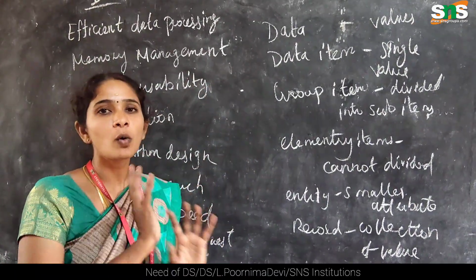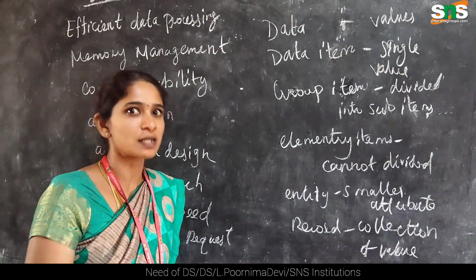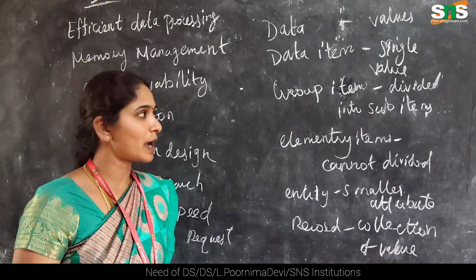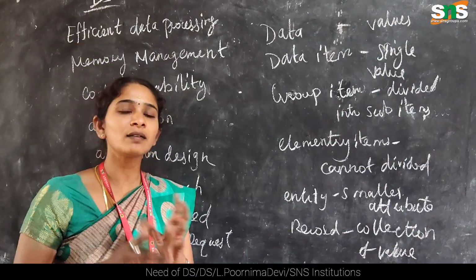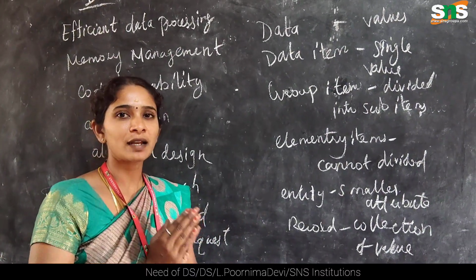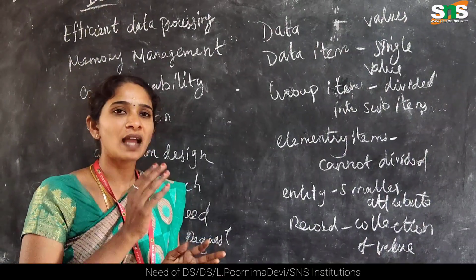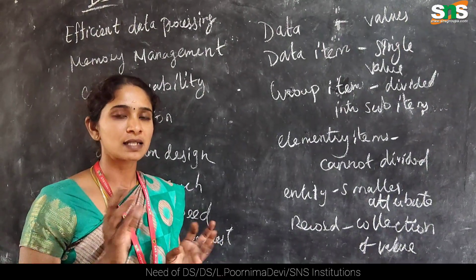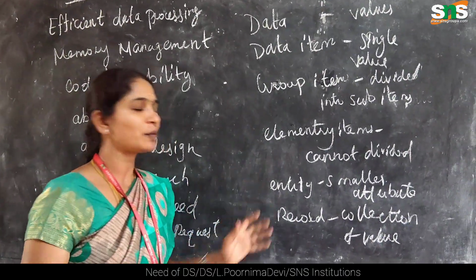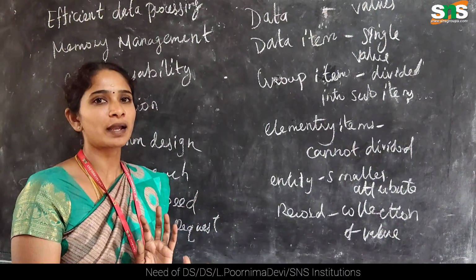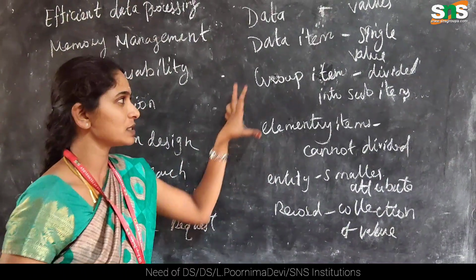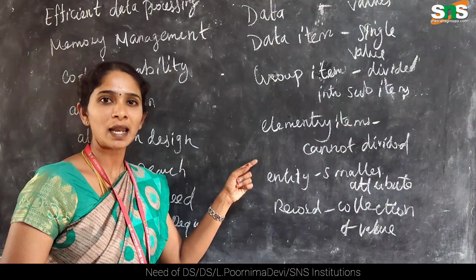Data item means a single value. Data means the whole set of values we use, and a data item is a single value from those whole values. A group item can be divided into sub items. There are n number of data we fetch, and if we can subdivide a particular data, then that is a group item. An elementary item cannot be divided into sub items. This is the difference between a group item and an elementary item.